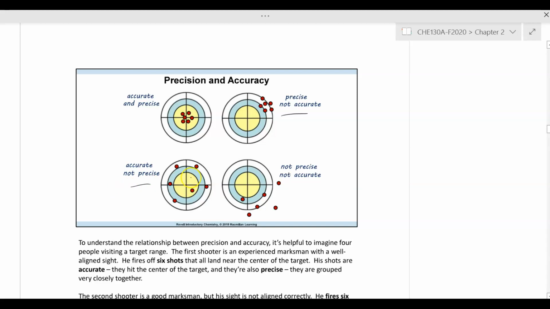If you think about the average position of these, they kind of are averaging out about at the middle of it. If you pair these two up and think about it, the average value is probably somewhere up there. So if you average all those values, that might give you a pretty accurate value, but they're not precise. And then the last case is the worst case, where it's neither precise nor accurate.